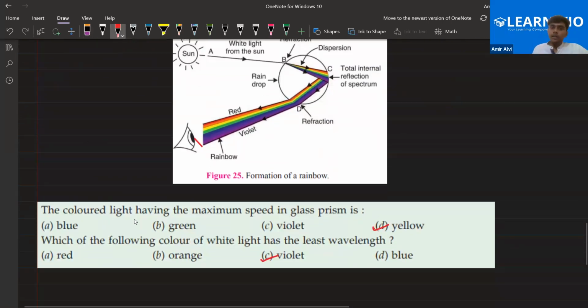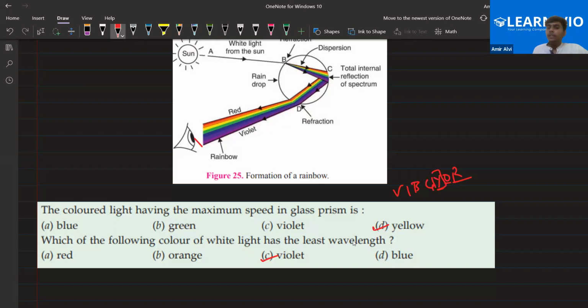So the color having the maximum speed in a glass prism is yellow, because you can see this along VIBGYOR. Maximum speed, then after that orange, yellow. Yellow is the only one having the maximum speed in the following options. So that's why it is yellow.